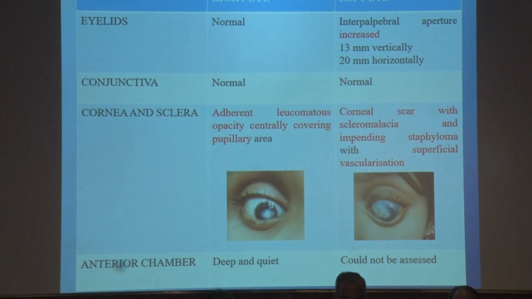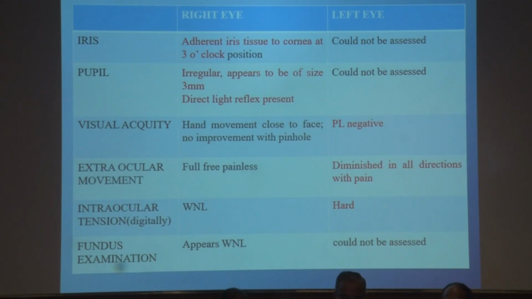So on local examination, the positive findings were adherent leukomatous opacity centrally covering the pupillary area of the right eye, and in the left eye there was increased interpalpebral aperture and a corneal scar with scleromalacia and impending staphyloma superiorly with superficial vascularization. In the iris, we see adherent iris tissue to the cornea at the 3 o'clock position. The pupil was irregular and around 3 millimeter in size. Only direct light reflex was positive.